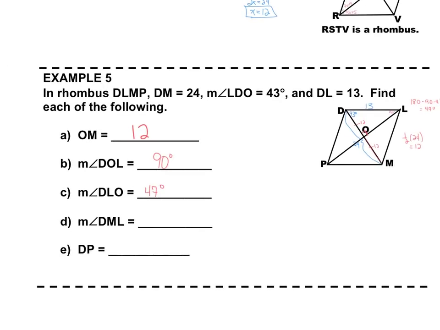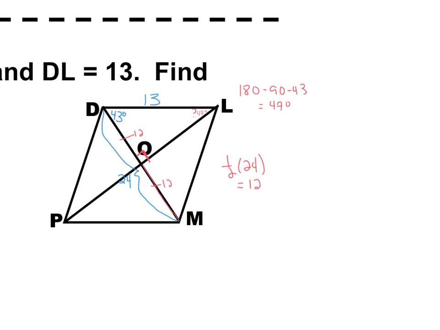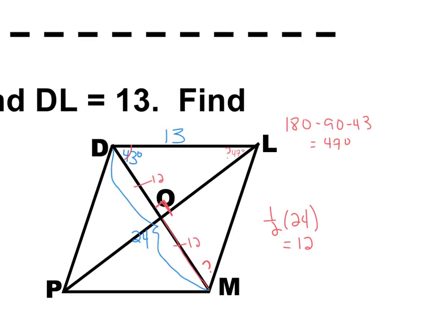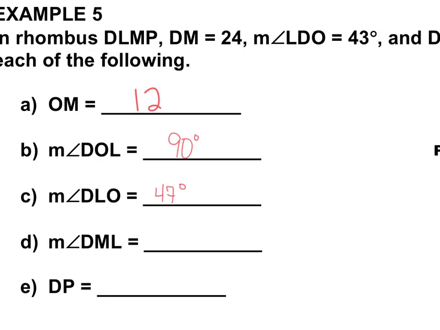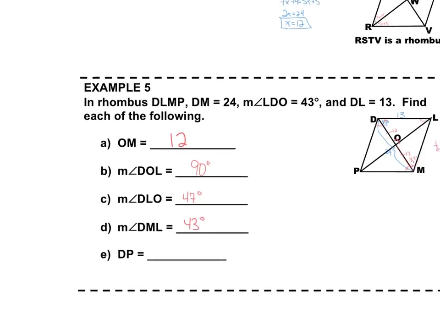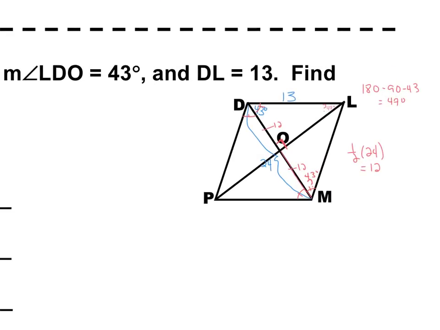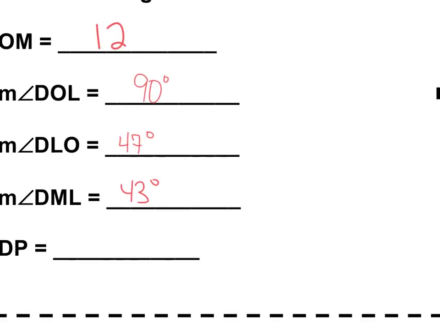The next one asks for DML, which is this angle right here. Well, if I look back at my front page, it's actually fairly obvious. I know that this angle and this angle are congruent to each other, but they're also congruent to these angles, which makes that 43 degrees as well. And remember, know them all. And then it wants the length of DP. Well, that's really easy too because all sides are congruent. So if DL is 13, then DP is also 13.